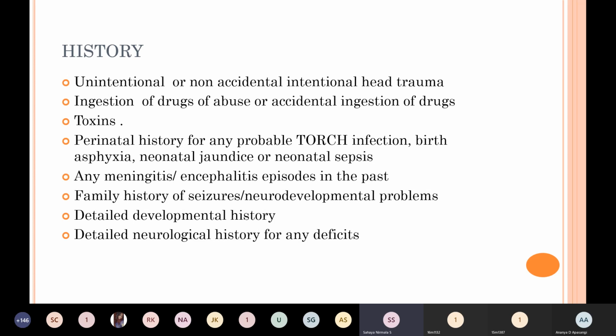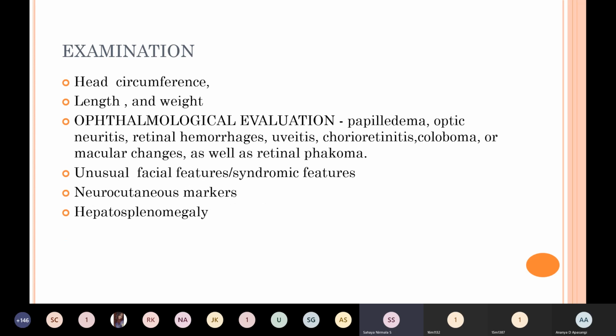Then a detailed neurological history to know if this child had any deficits. Like a hemiplegic CP can present at some later age with seizure. So if we get a history that this child has hemiplegia and has now developed seizure, then we automatically know that this is a case of hemiplegic CP with seizures.